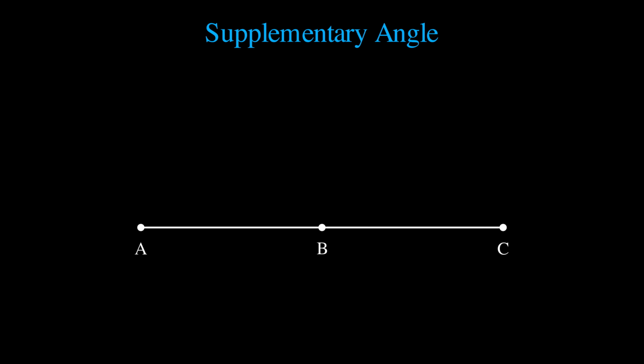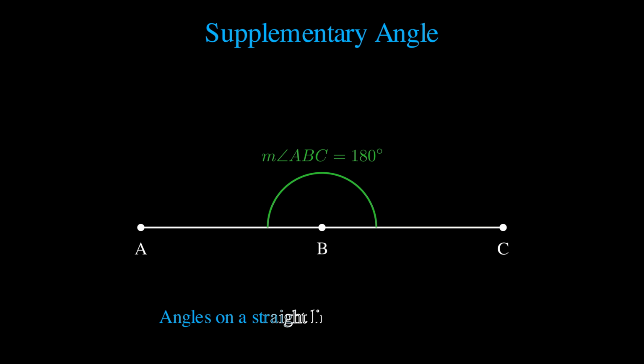We have 3 points labeled A, B, and C. Point B is in the middle, and it is the vertex, which means it is where the angle is formed. From point B, one ray goes toward point A, and another ray goes toward point C. Together, these two rays form a straight line. And whenever we have a straight line, the angle formed measures 180 degrees. So the angle from A through B to C, which we call angle ABC, measures 180 degrees.